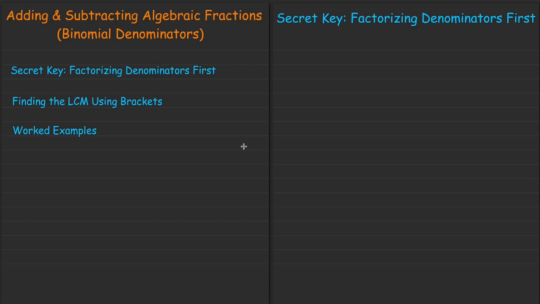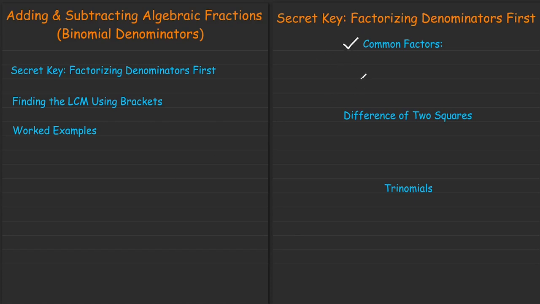Now, when it comes to adding and subtracting algebraic fractions, when the denominators are binomial, there are key things you need to look for. Do not try to find the LCM until every denominator is fully factorized. If the denominator is a quadratic or difference of 2 squares, you have to break it down. So with that, what I mean is you take note of common factors.